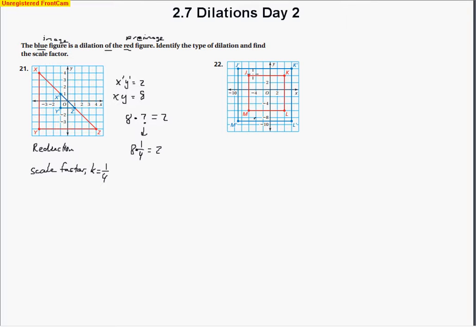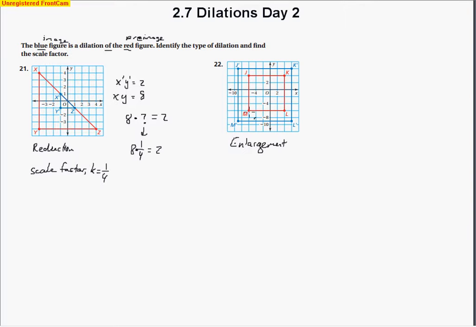So taking a look at this one, we are going from the red to the blue, and I can tell that because of that little mark right up here next to the J, these are the second figure, or the image of this. And when I look at this, notice how the M to L, first of all, we see that it's going to be an enlargement, because it's going from a small to a bigger one.